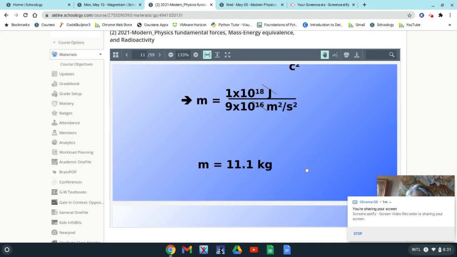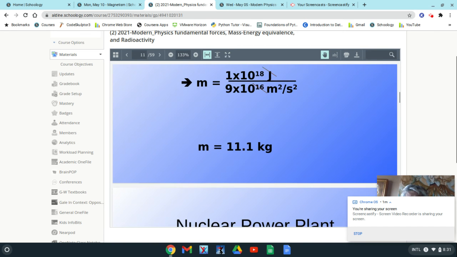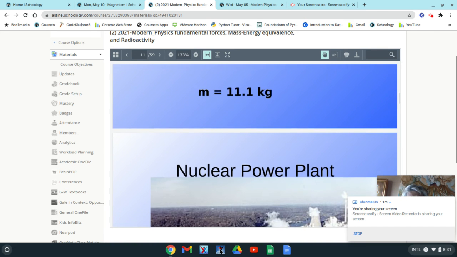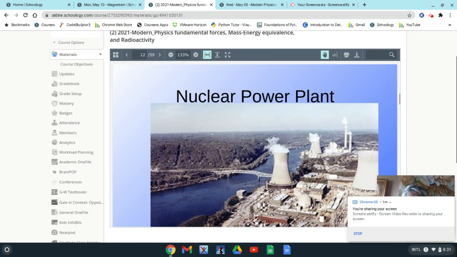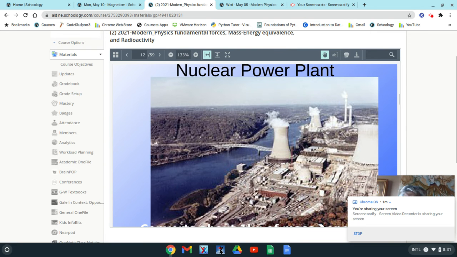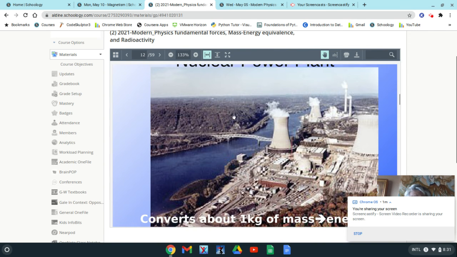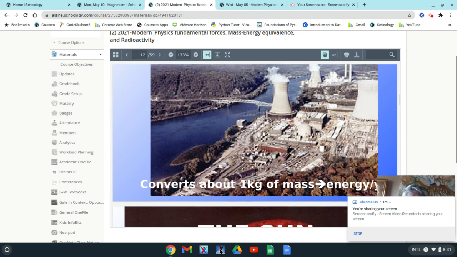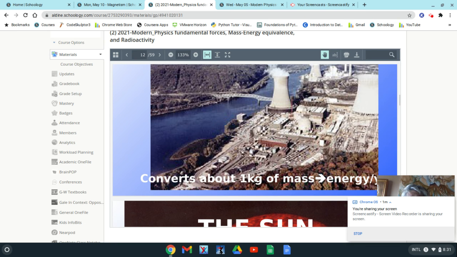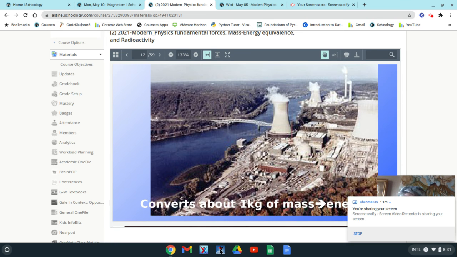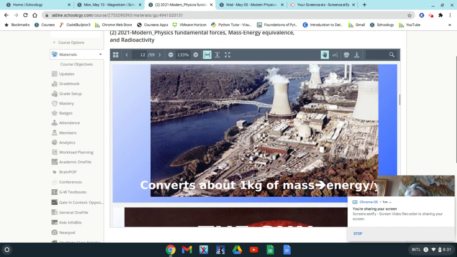So 11.1 kg can create an amount of energy to power the US for quite a few months, maybe even a few years. All right, here's a nuclear power plant. It only converts about 1 kg of mass into energy in the entire year. Okay, so you could imagine, we were just talking about 11 kg, 11 power plants. How much energy would they produce?